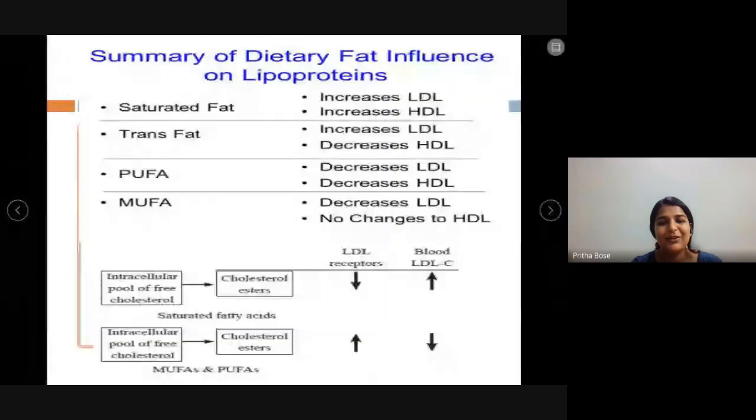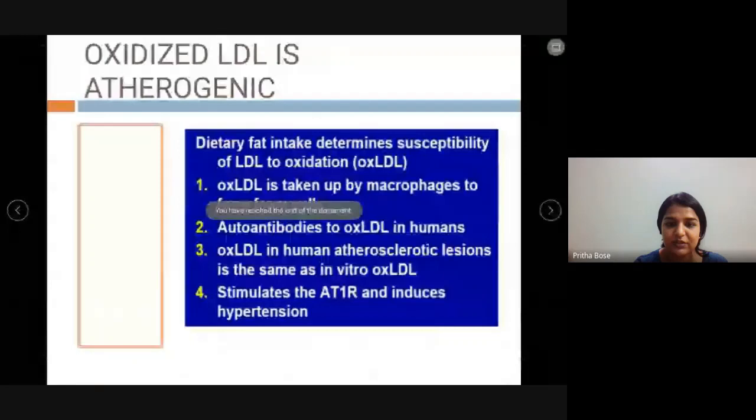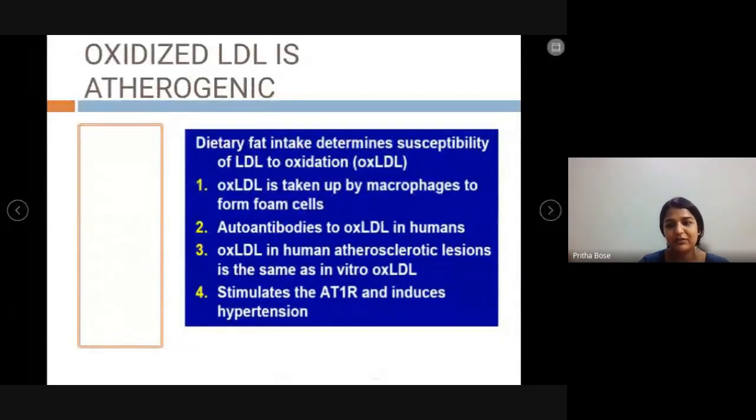It was wonderful. My question is from the last slide, the oxidized LDL one. I understood that it causes vasoconstriction and induces hypertension. But how does it promote the plaque buildup? How does the plaque buildup occur due to the free radicals?